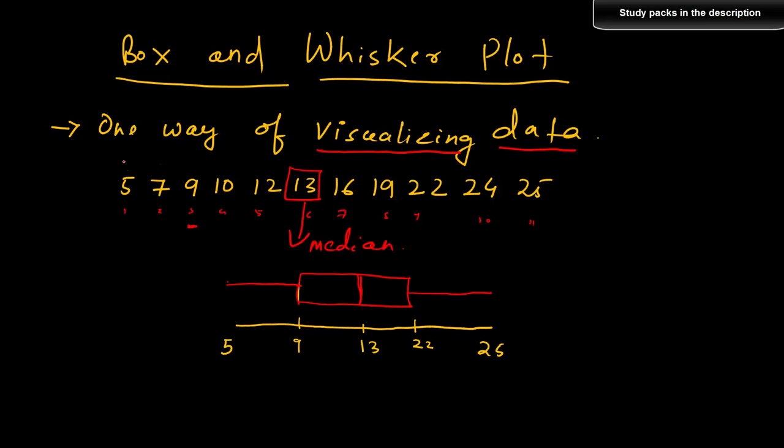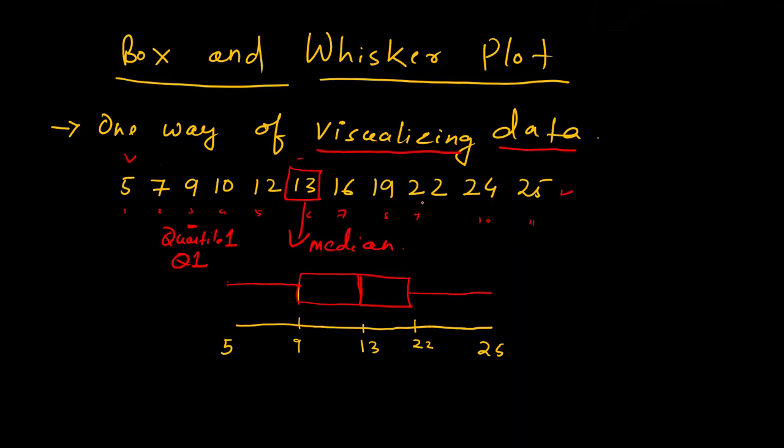If you take the middle number between the first number and the median, which is 5, 7, 9, 10, 12, then 9 is the middle number. This is called quantile 1, or Q1 in short. Then take the middle number between the median and the last number, 25. So this is the middle number between 13 and 25, and we call it Q3, or quantile 3.